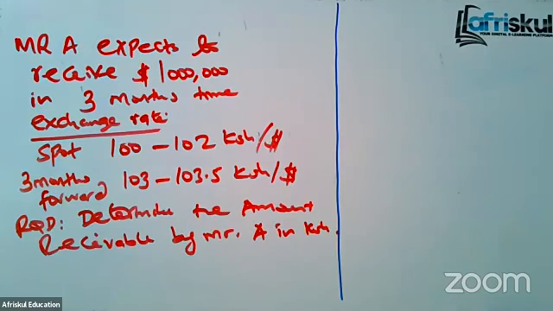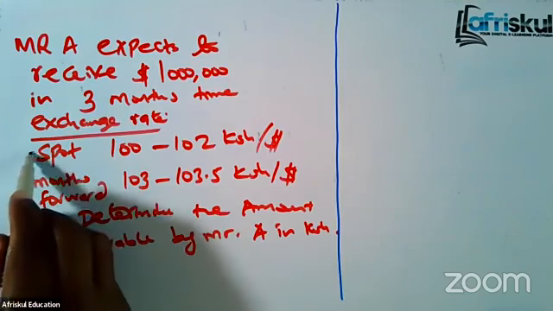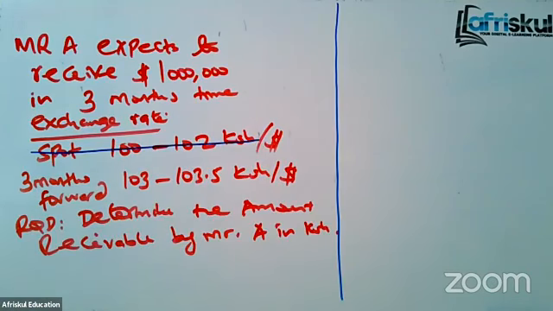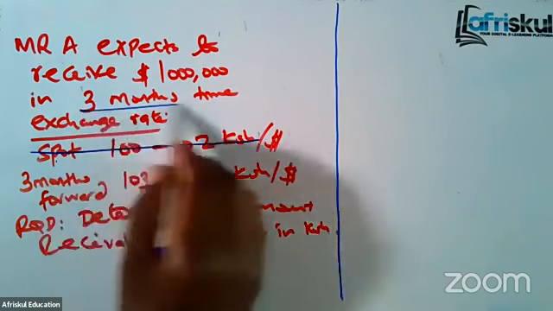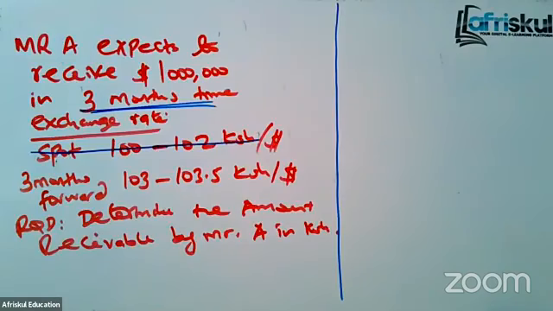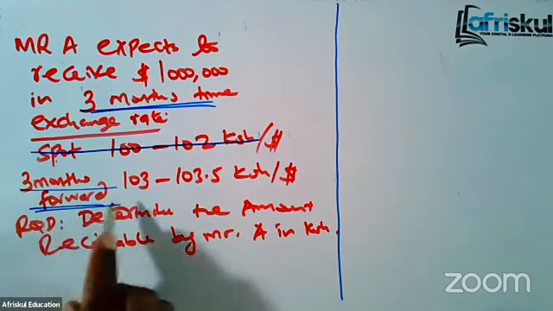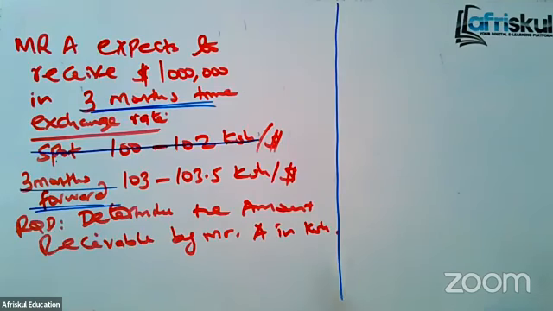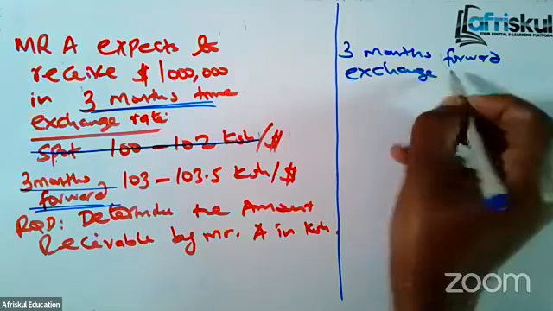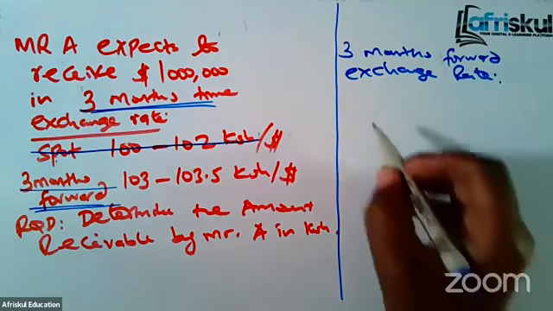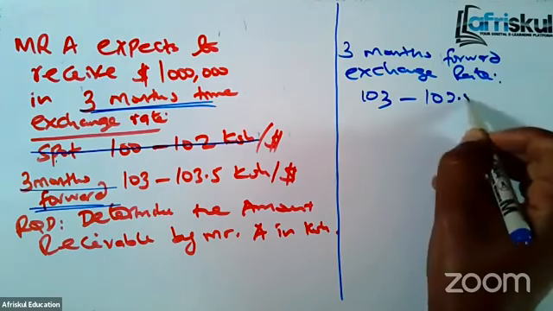Now, ladies and gentlemen, first of all, I like that Madam Emma knew from the word go that we cannot make use of the spot exchange rate. Spot exchange rate means the rate of exchange which is prevailing today. And remember, Mr. A is not receiving this money today. Mr. A will be receiving this money in 3 months' time, and that is why we can only work with the 3 months forward exchange rate, which they have told us here is 103 to 103.5 Kenya shillings per US dollar.